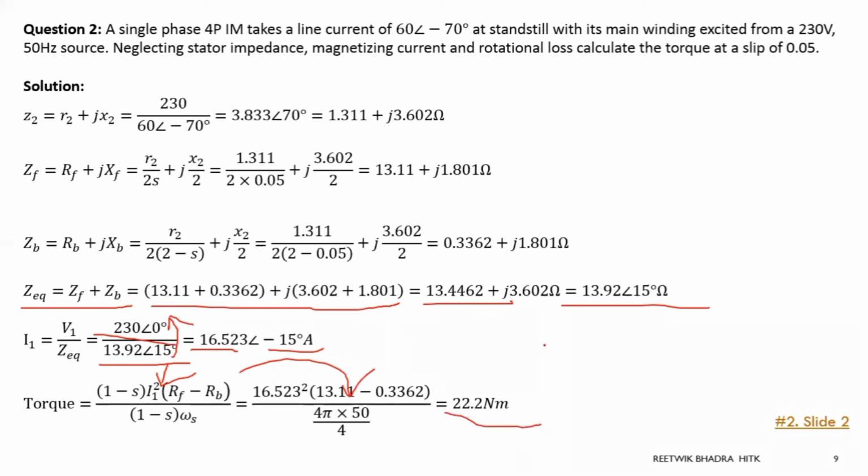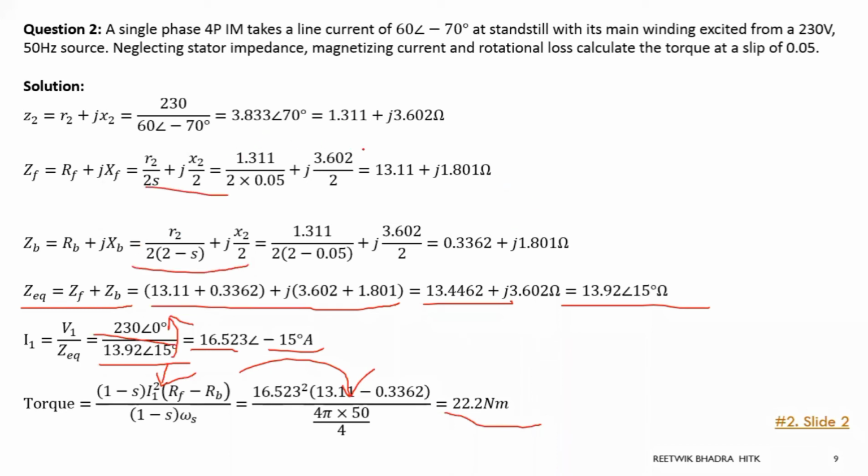So the first thing we did is neglect rotational losses, so PM was equal to PSH. Next, we calculated the RF and RB by neglecting our magnetizing current. So XM was neglected, so that became a series branch, and only the series part was considered. So that gave me this equation and this equation.